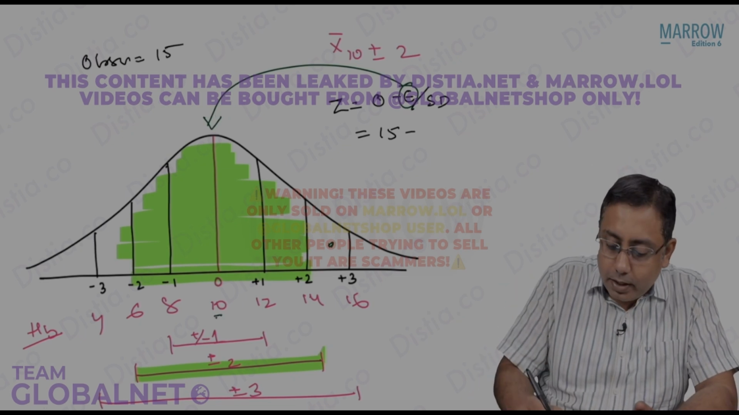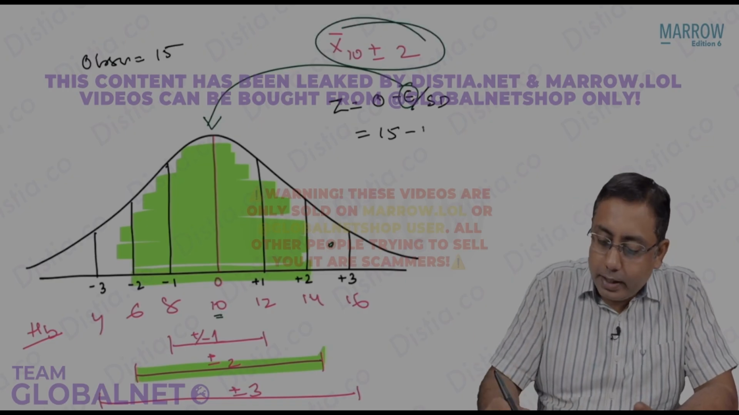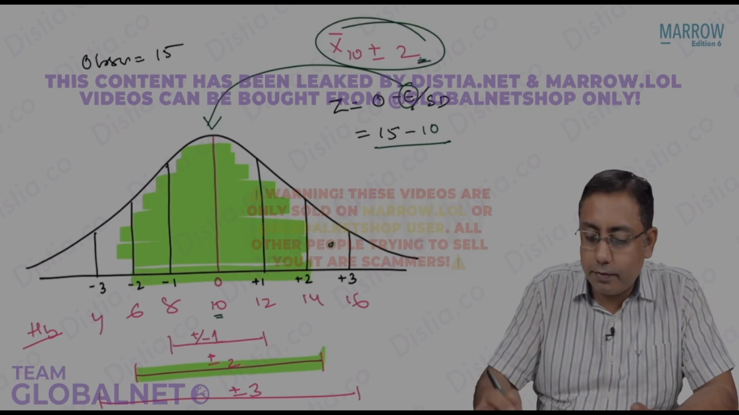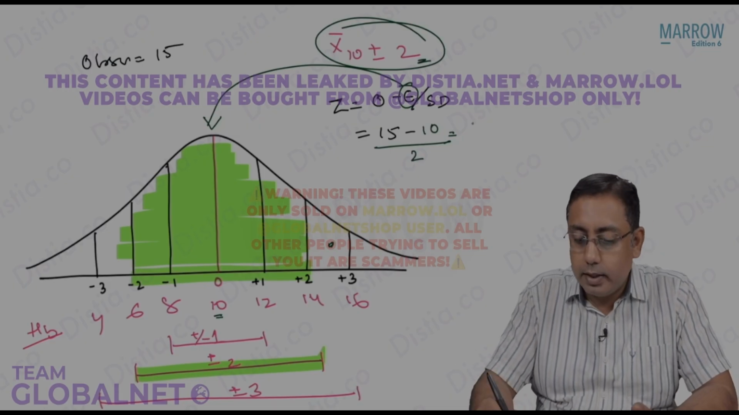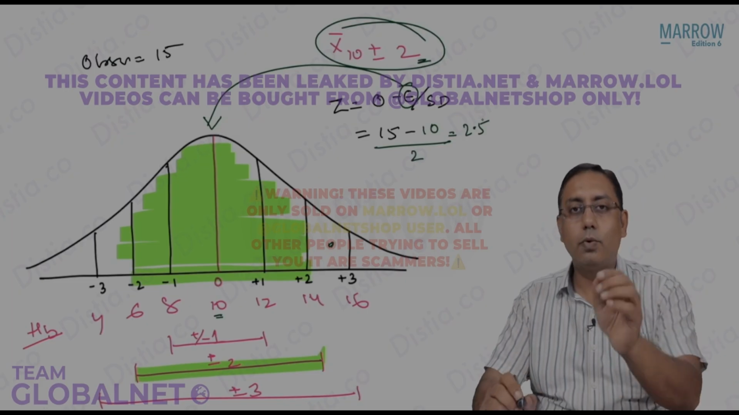What is the mean in this particular example that we have taken? That is, mean Hb is 10 plus minus 2. So minus 10 divided by standard deviation. How much standard deviation have they given? They have given 2. So what is the answer? That is 5 by 2. That is 2.5 will be the standard deviate.